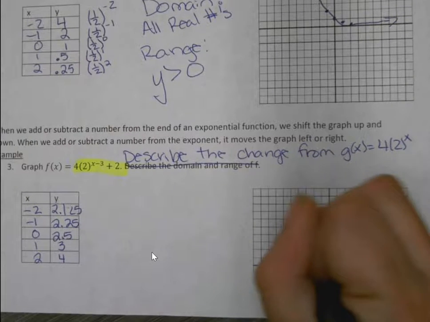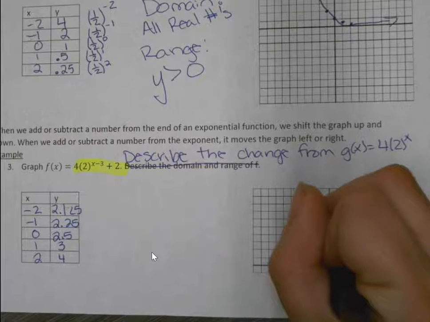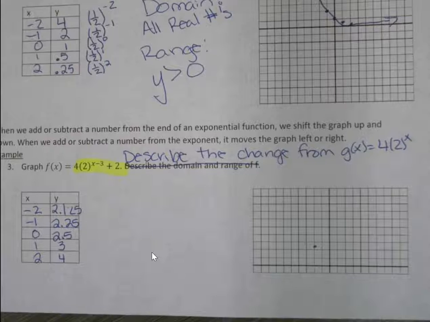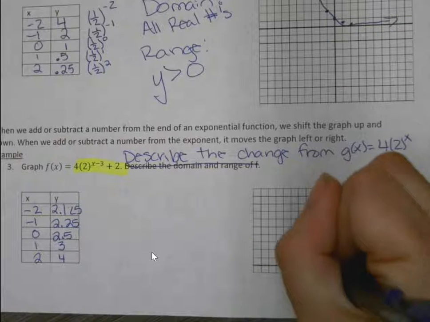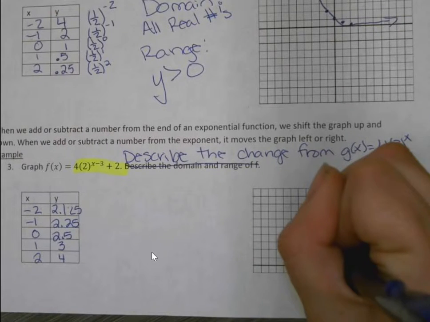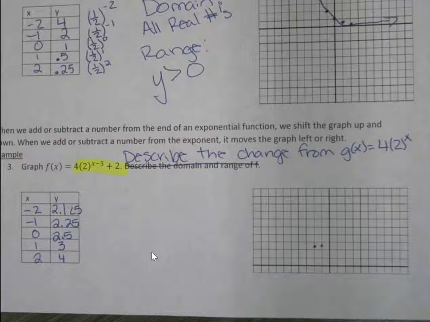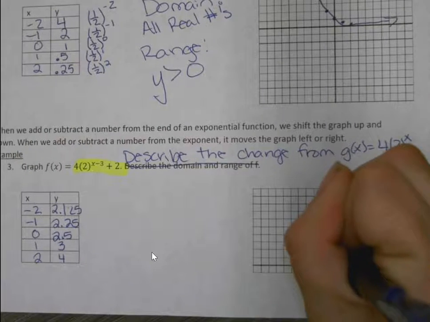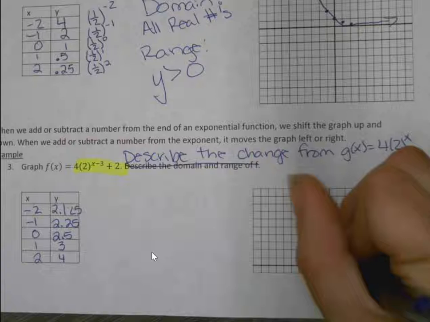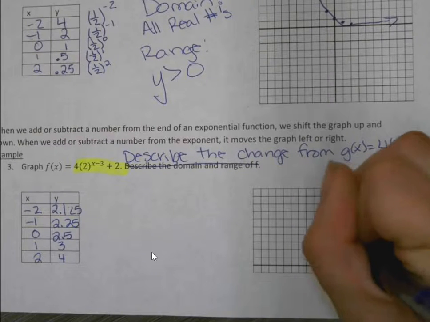Okay, so I'm going to graph my points. I have -2, 2.125, so that's really close to 2. Then I have -1 and 2.25, which is a little bit higher. I have 0, 2.5, which is in the middle. 1, 3, 2, 4.